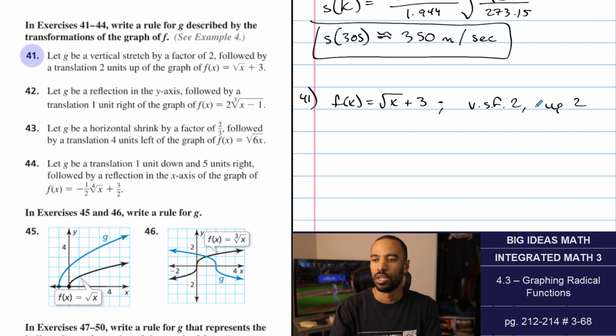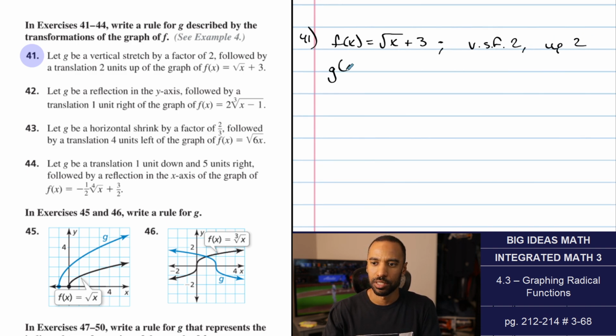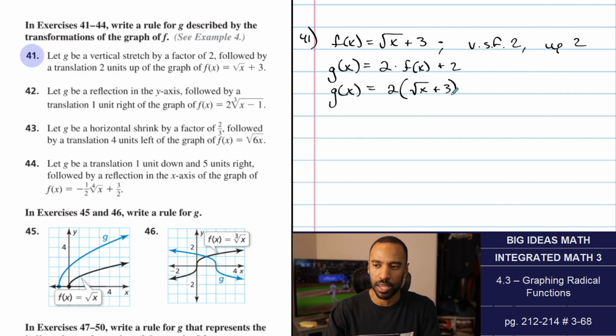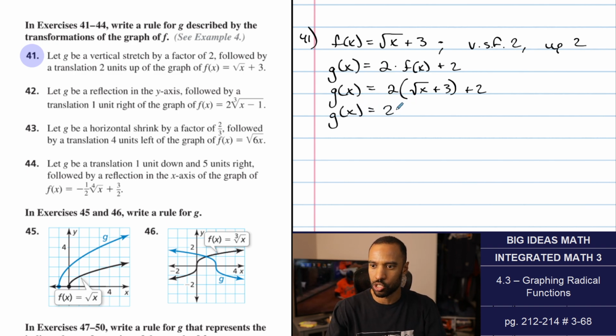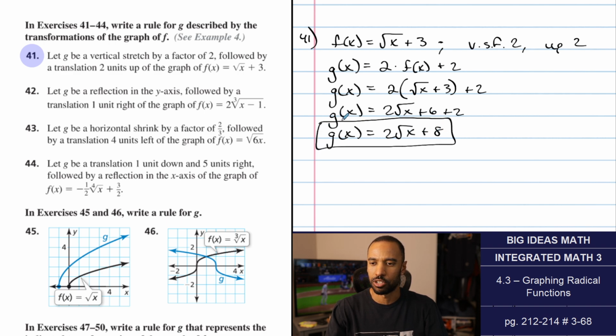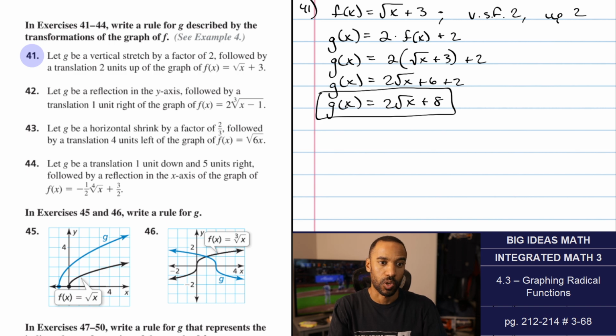Up 2. So G of X, we're going to double that of our F of X, and then we will add 2 to the whole set. So G of X will equal 2 times here, the square root of X plus 3. We have to double even the plus 3, and then we'll add 2 on the outside of that. Okay? We're stretching everything from there. So that's 2 root X plus 6, and then the plus 2 on the outside, which is 2 root X plus 8. There's our G of X graph, or equation.